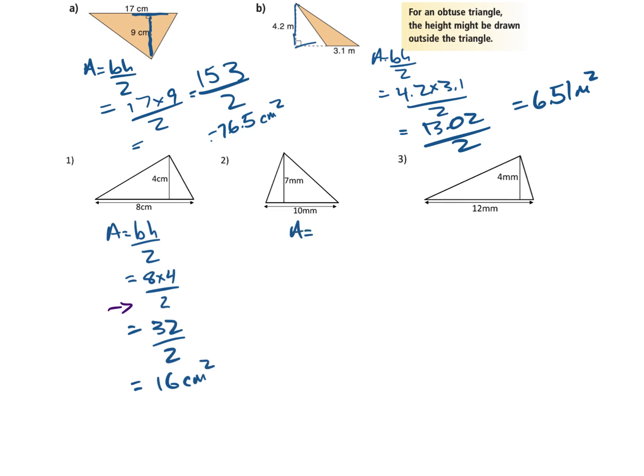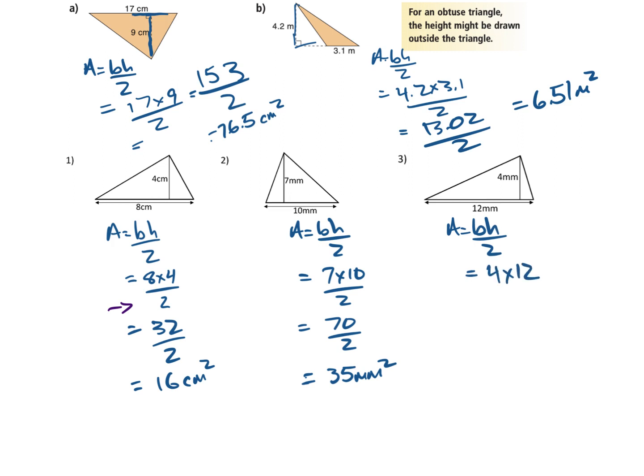All right, and again, we're going to do our formula. I know it seems repetitive, but remember, I am teaching you the most effective way. I want you to remember these things, right? So 7 times 10 divided by 2, or 7 times 10 gives 70, divided by 2 gives 35, and this time my measure is 35 millimeters squared. And one final time, base times height divided by 2 equals 4 times 12 divided by 2 equals 48 divided by 2 equals 24 millimeters squared. So it's as simple as that.